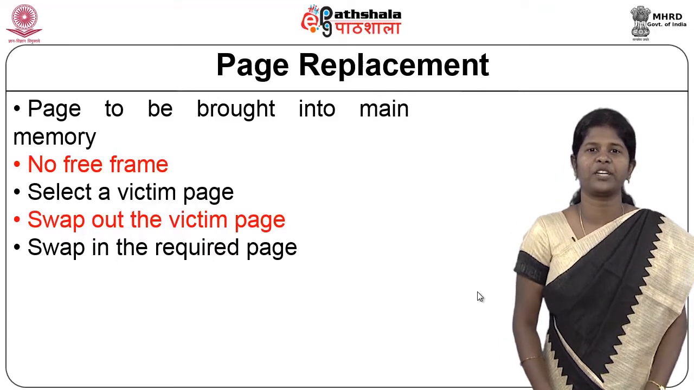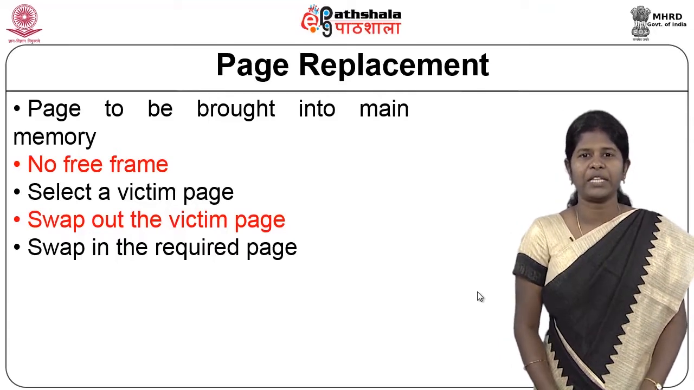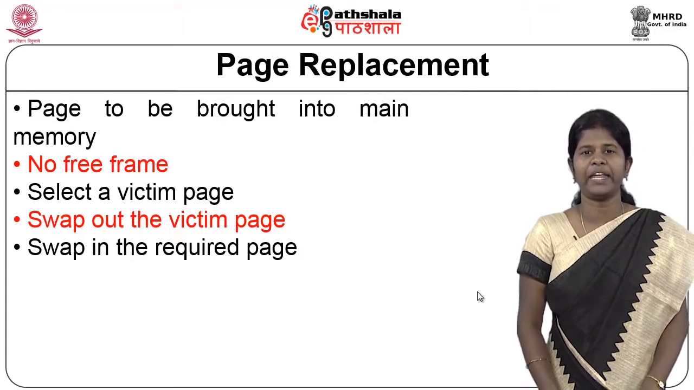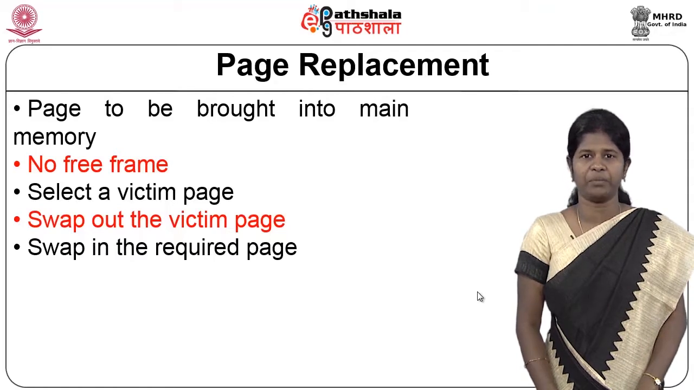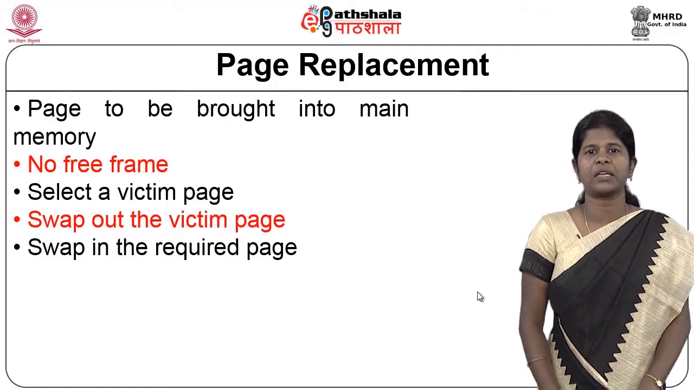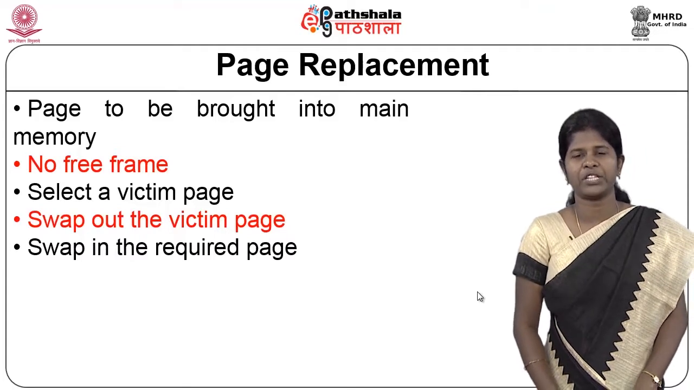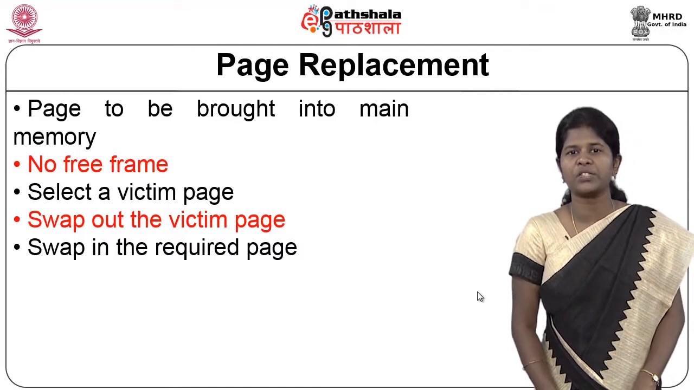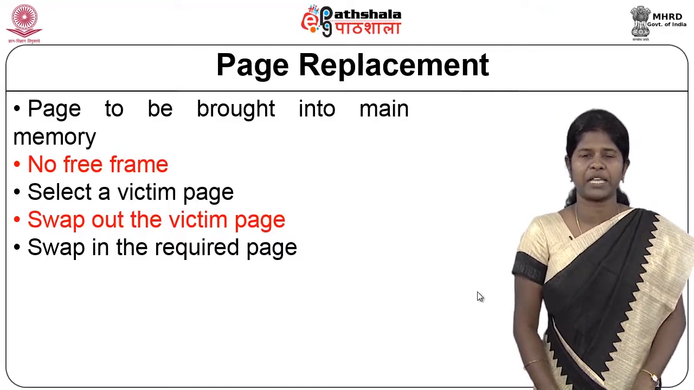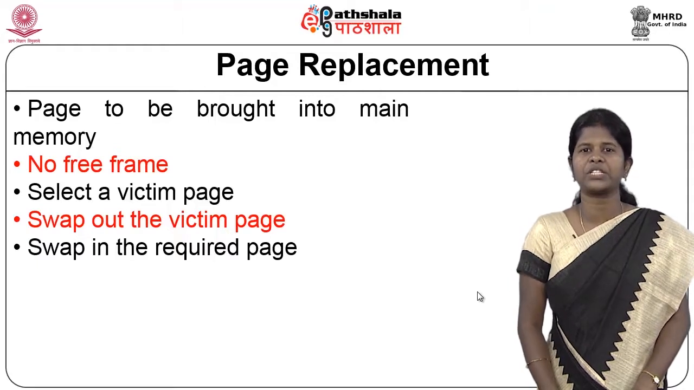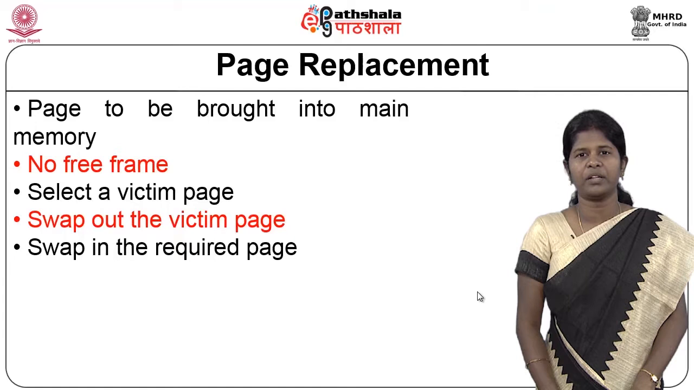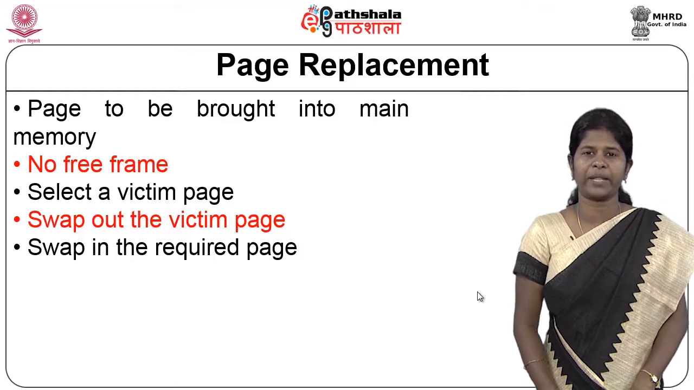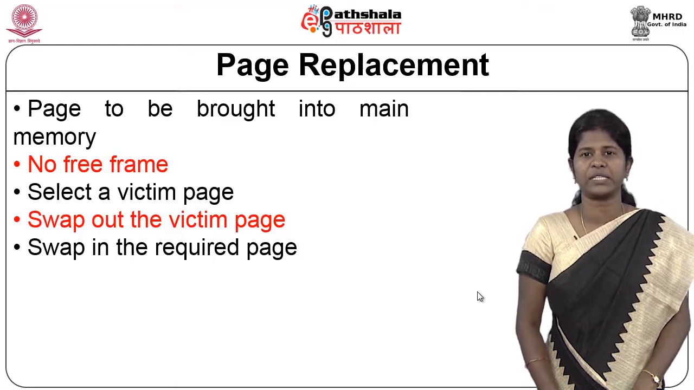A process is divided into pages, and a page that is currently being executed has to be kept in the main memory, or the currently executing instruction has to be placed in the main memory. If the page is not present in the main memory, it has to be brought into the main memory. If a process has, say, n number of pages, it is not necessary that all the n pages have to be present in the main memory. Only the page that is currently being executed needs to be present in the main memory. This is called demand paging. So, in demand paging, we bring the page into memory only when it is needed.